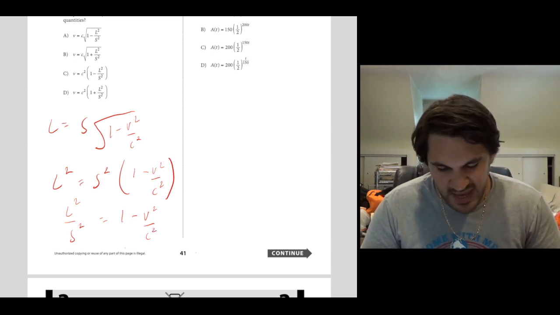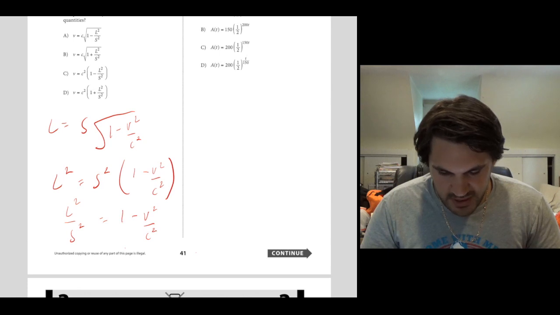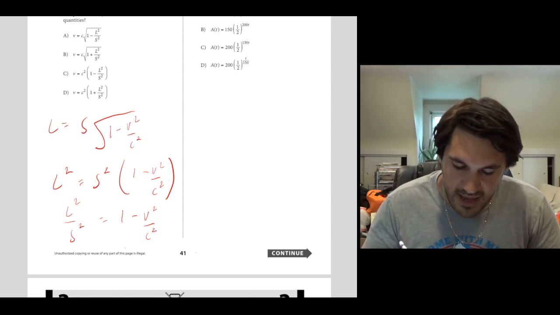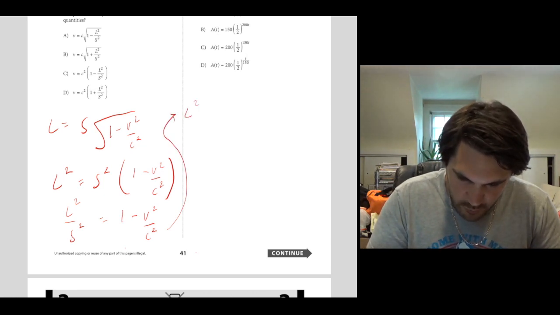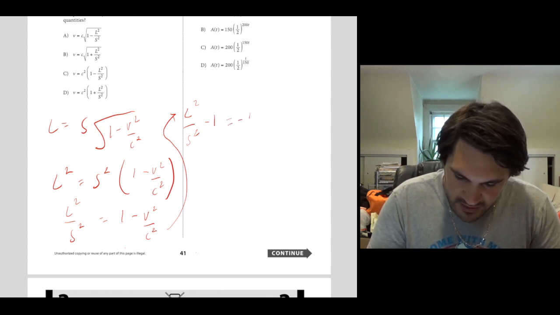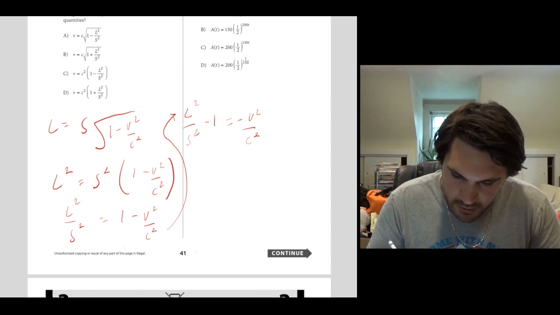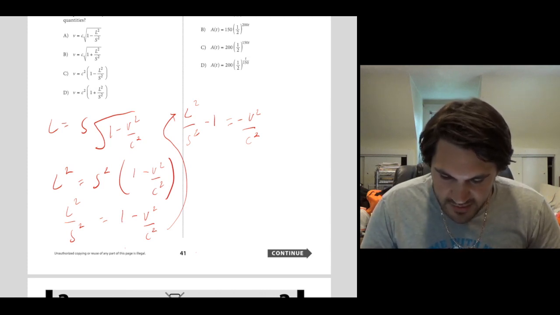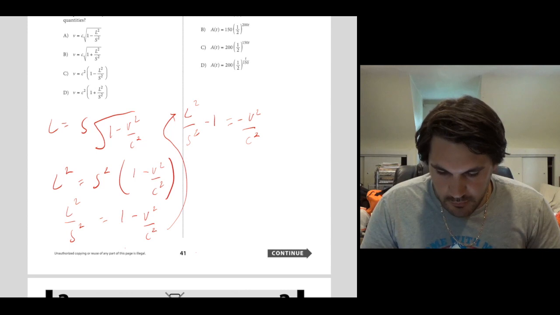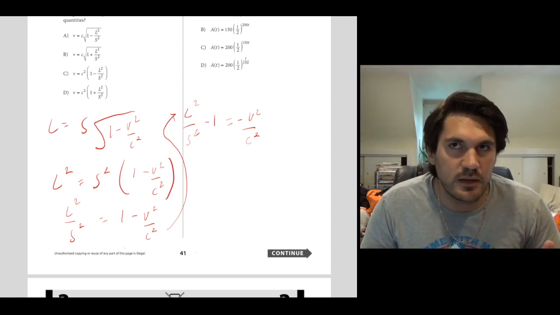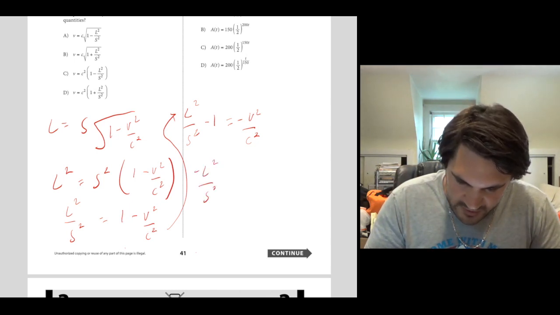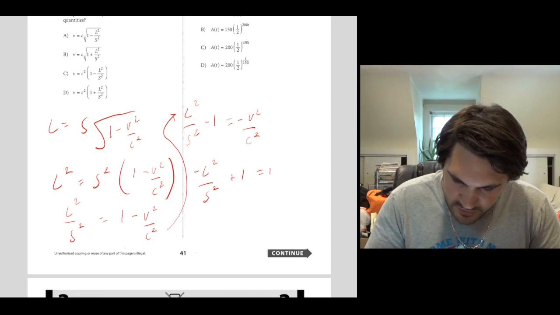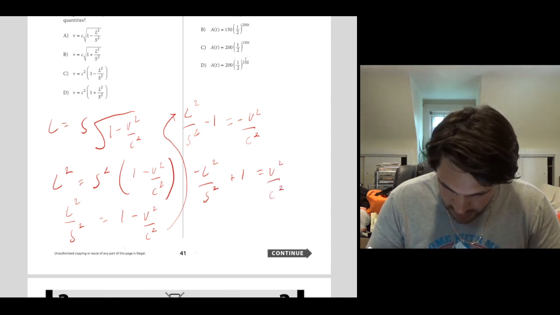No problem yet. Then what we can do is subtract 1 from both sides. So let's bring this work up to here. So we're going to have L squared over S squared minus 1 equals negative v squared over c squared. What we can now do is, well, we know we need to have the v to be positive later on, right? So let's divide both sides by negative 1. So negative L squared over S squared plus 1 equals v squared over c squared.